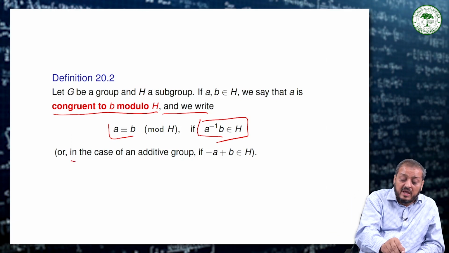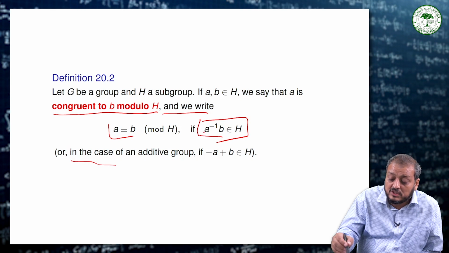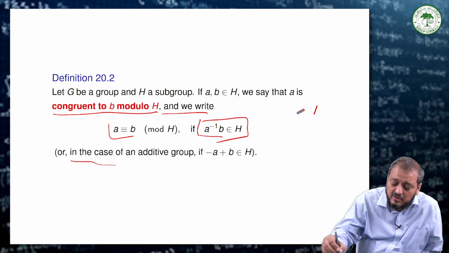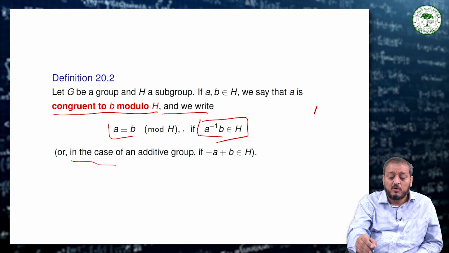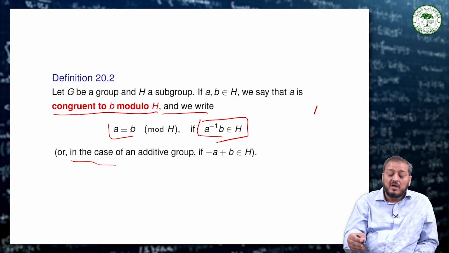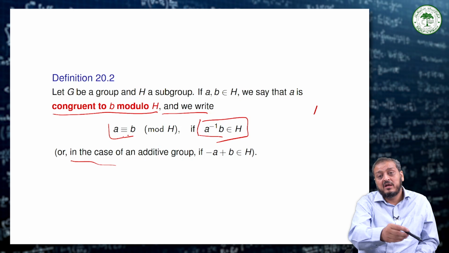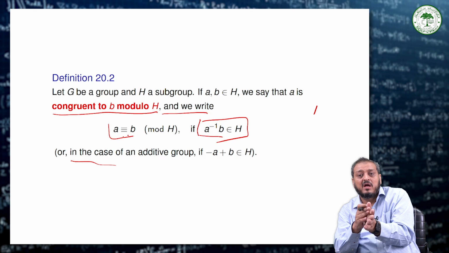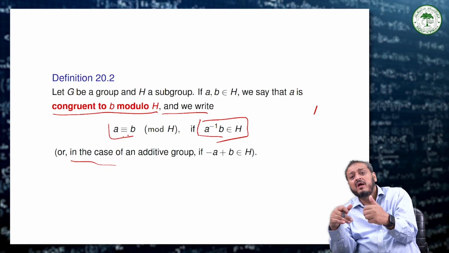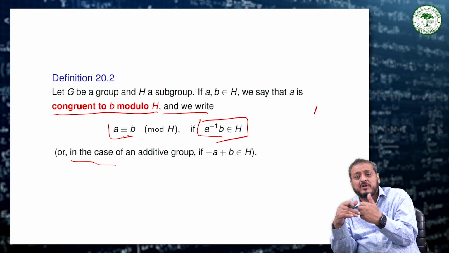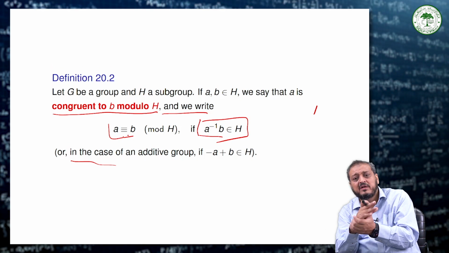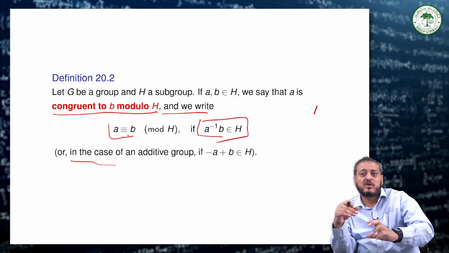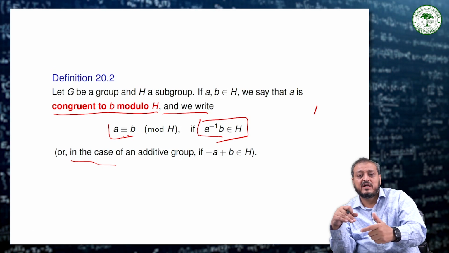In the additive case, we can say that A inverse means minus A, so minus A plus B is an element of H. You know that if A is congruent to B mod n, then n should divide B minus A, and A minus B. But here, because H is a subgroup, minus A means the inverse of this element. So we simply say that A congruent to B mod H only if A inverse B is an element of the set H.